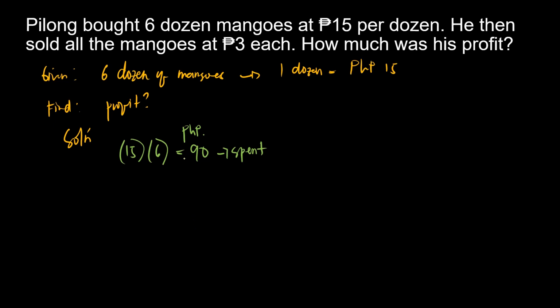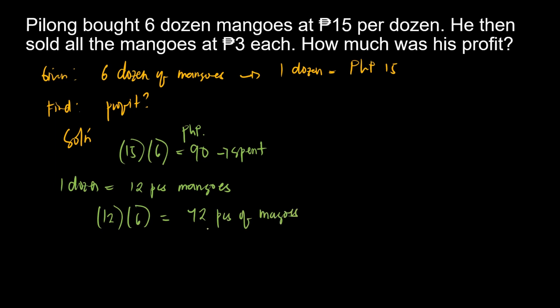Okay, now, sa isang dozen, merong 12 pieces ng mangoes. Okay? So, kung 6 na dosena yung binili niya, so 12 times 6, para malaman natin yung number ng mangoes, no? We will have 72 pieces of mangoes. Ngayon, alam na natin kung ilang pieces ng mango kasi sabi sa problem, kada isang mango daw binibenta niya ng 3 pesos. So, 72 times 3, we will have 216. Okay, so 216 yung total ng benta niya. Ito yung total sell.